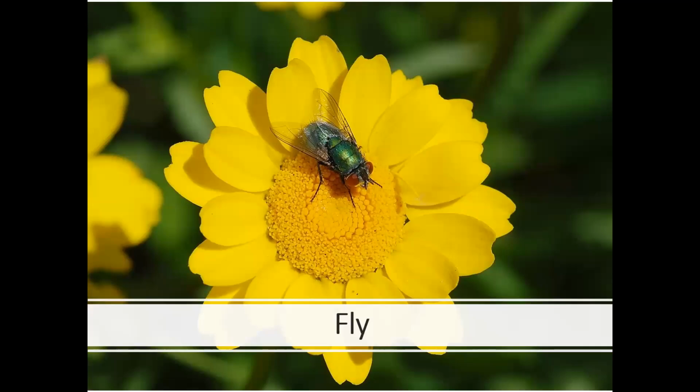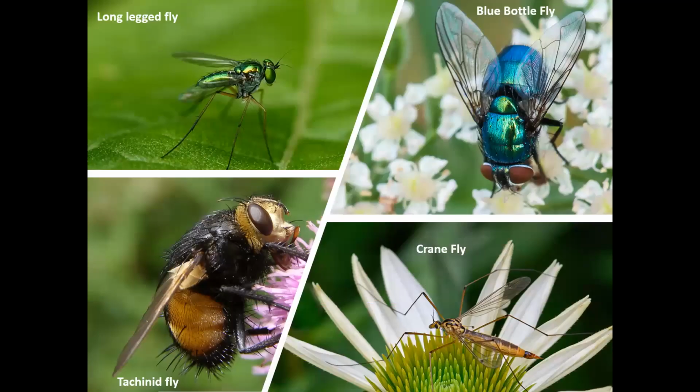Flies. So a lot of people don't think of flies as pollinators, but they are. So here you've got a crane fly at the bottom, and a tachinid fly, and then a long-legged fly, and a blue bottle fly. And those are all pollinators. And we just kind of forget about them. We think, especially the bottle flies, that they just like trash or other things. But they too are pollinators, and they deserve to be counted just like anything else.